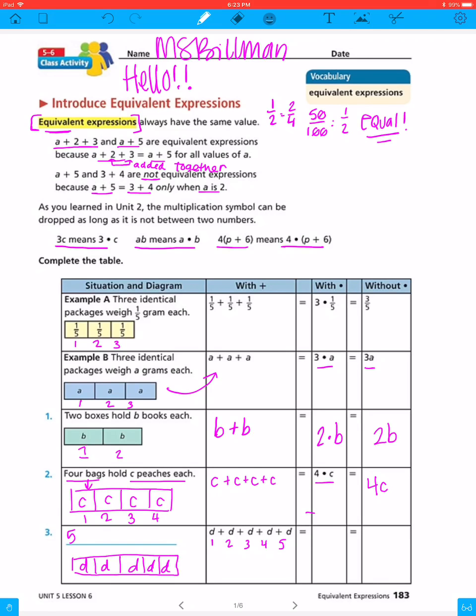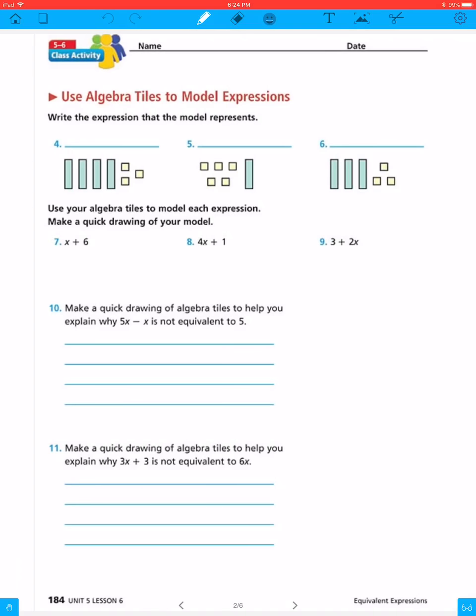Now, time to write a situation. This can be about anything. I'm going to do 5 boxes with d books. I keep trying to save things. So there are 5 boxes and they each have d books. So 1 box has d, 2 box has d. If I multiplied it, it'd be 5 multiplied by d or 5d. High five someone next to you if they also wrote a great situation.